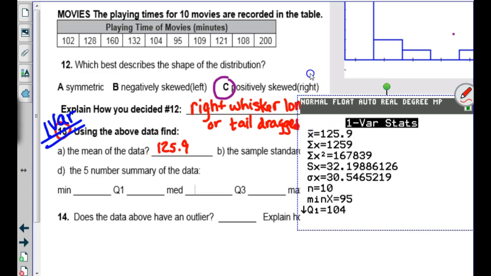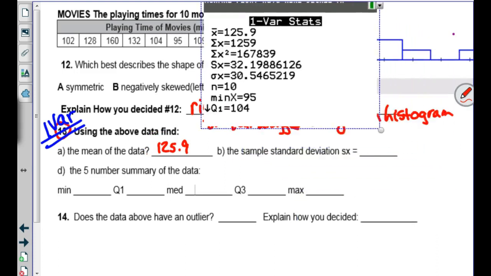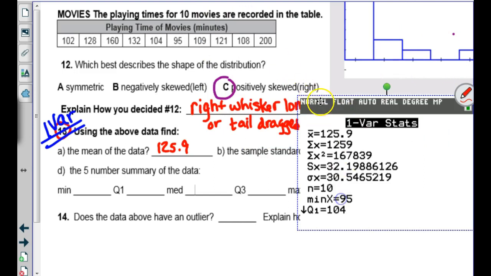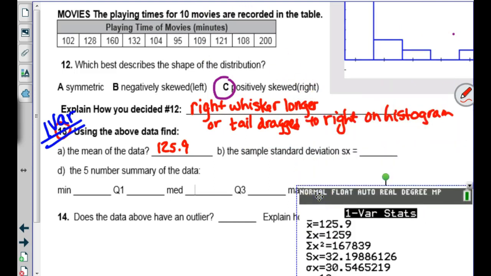Does yours say population standard deviation or sample standard deviation? Right here for B, it does say population. And it has the right symbol, right? It has this little doohickey. That's what it says on the quiz. So that one's 30.5.